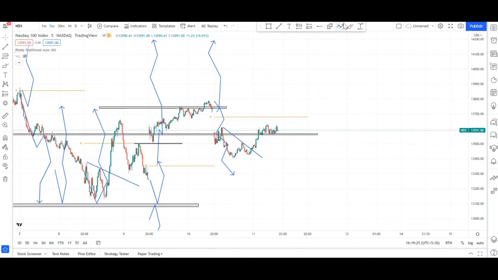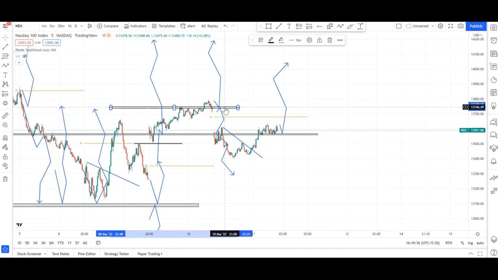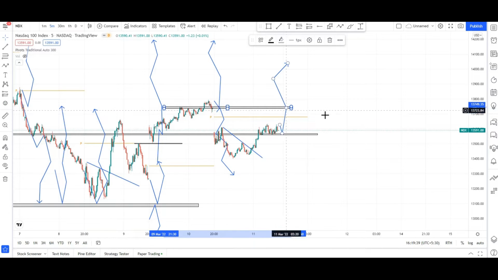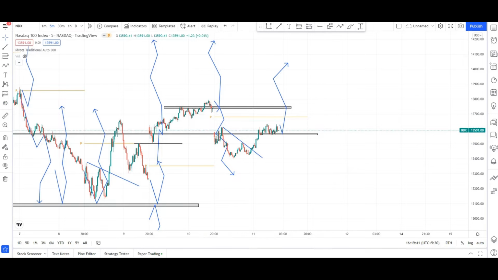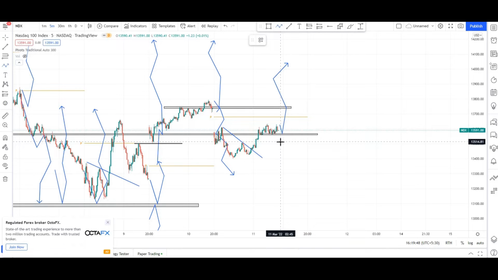Okay guys, what we have to discuss is, if it takes support once again here somewhere, then your first target will be here somewhere, second target and third target. These are the three targets and this will act as a major resistance area. If it breaks and comes downside, then it will take resistance from here. Then your first target is very small, second target, third and fourth target. These are the four targets.